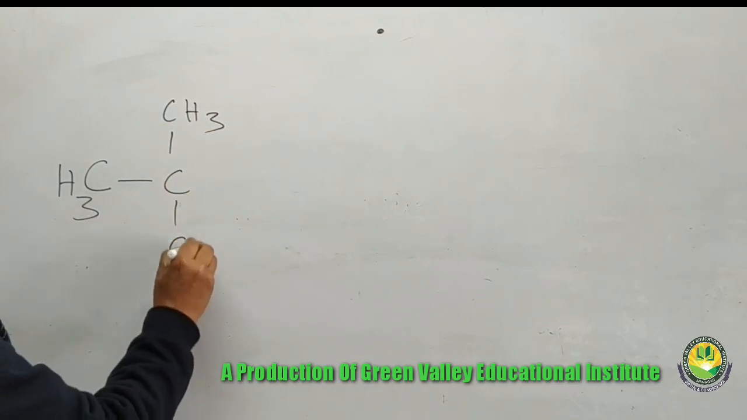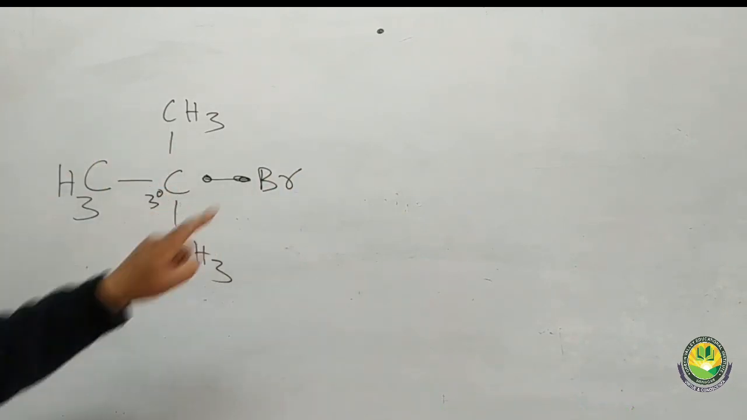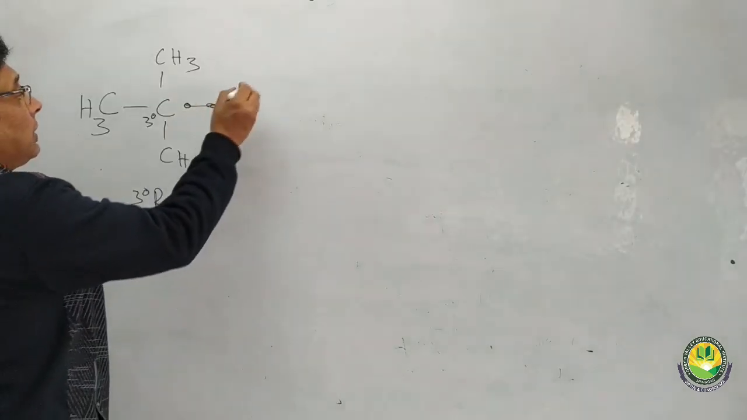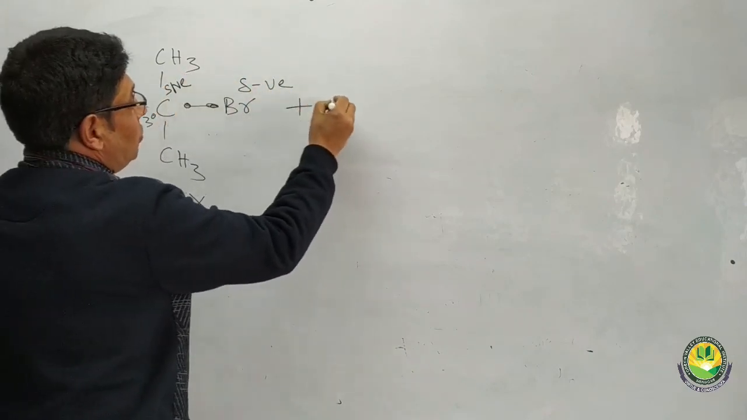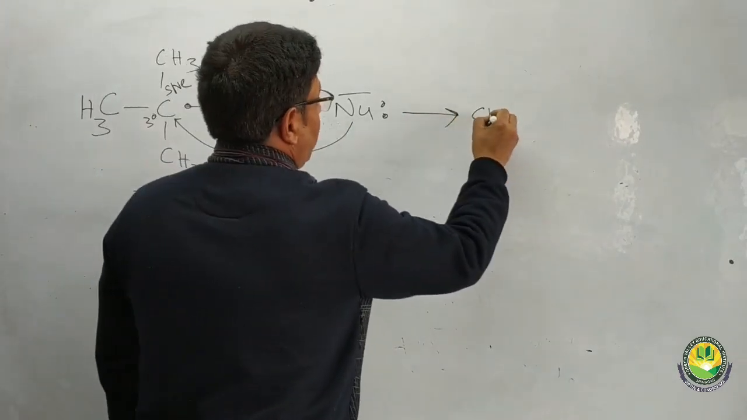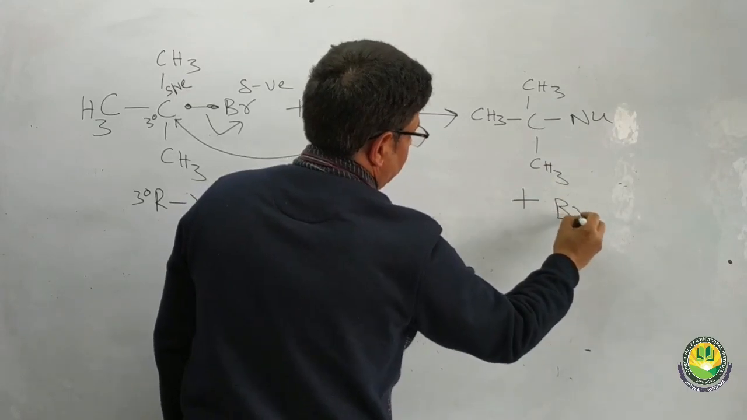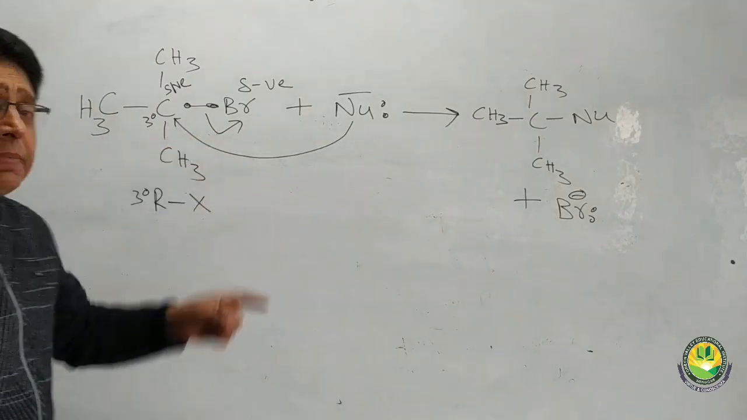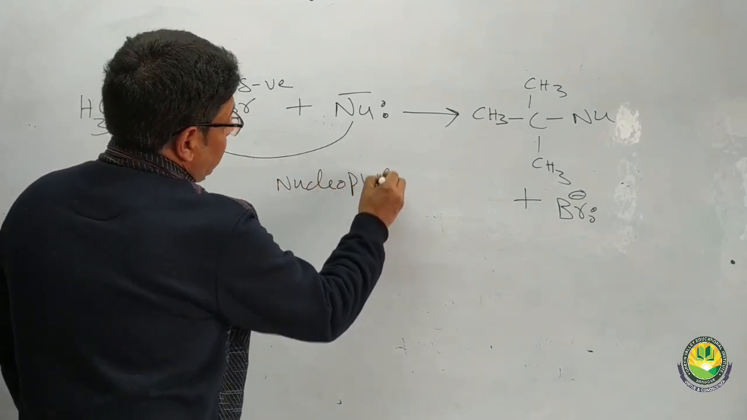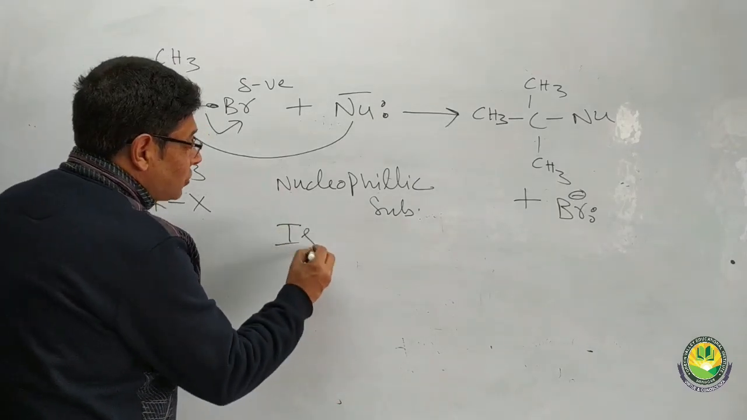If I take tertiary alkyl halide, carbon connected with 3 carbon atoms, tertiary carbon, it is tertiary alkyl halide. Now, delta negative, delta positive, nucleophile establishes bond, product will be formed. Experimentally it has been confirmed that nucleophilic substitution of tertiary alkyl halides is a first order reaction.